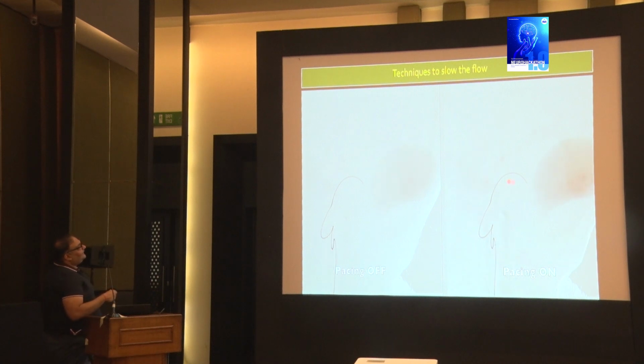You can automatically see that there is almost a 2 to 3 second delay in the clearing off of contrast material. So this amount of slowing, even a 25 to 30% slowing with the pacing, we pace at around 220 to 240 beats per minute. At that time, the ventricular contraction is not like this, it is like this. It is almost like a fibrillation. So that time the stroke volume is hampered. When the stroke volume is less, the column of blood does not move much. When the column of blood does not move much, we get some additional time.